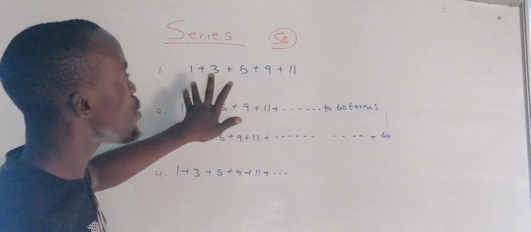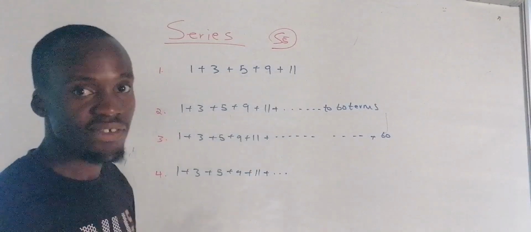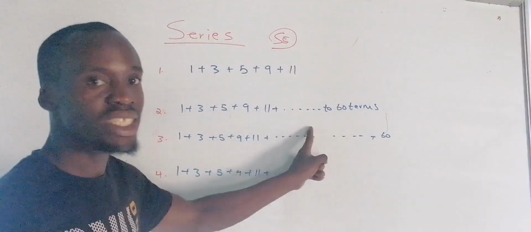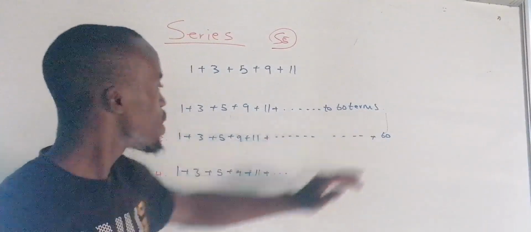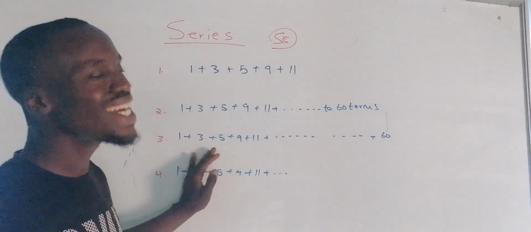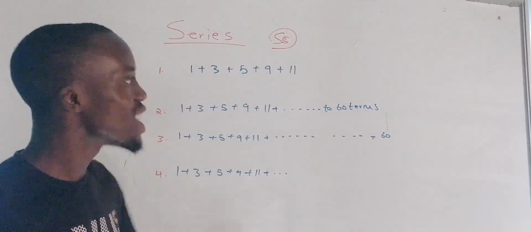As here, they added how many terms? 1, 2, 3, 4, 5. They added 5 terms. But here they added how many terms? 60 terms. Then what about option number 3? The last term that they added, it's what? It's 60.